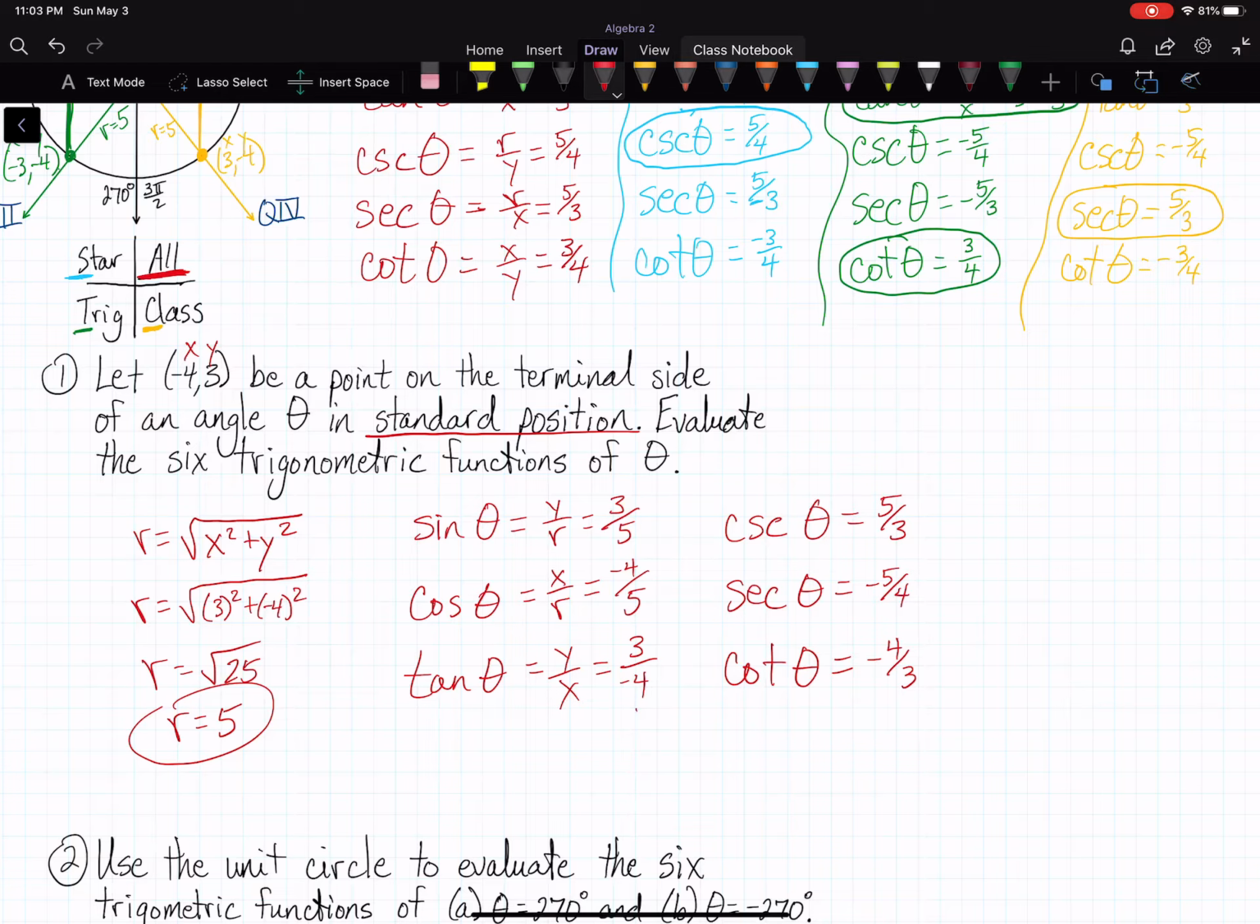Now, just to show you that everything checks out, if you were to graph -4, 3: 1, 2, 3, 4, 1, 2, 3. It's up here. It's in what quadrant? It's in quadrant 2. And remember, All Star Trig Class, which one's supposed to be positive in quadrant 2? Sine. You'll notice that the sine and the cosecant are the positive ones. Everything else is negative. And that happens every single time.